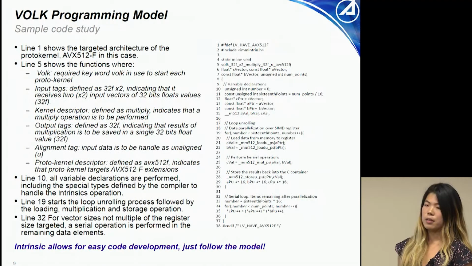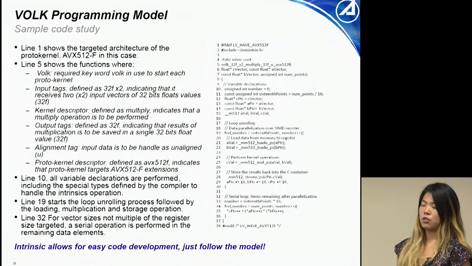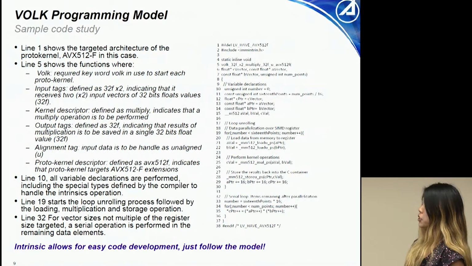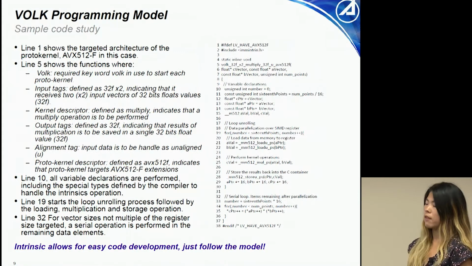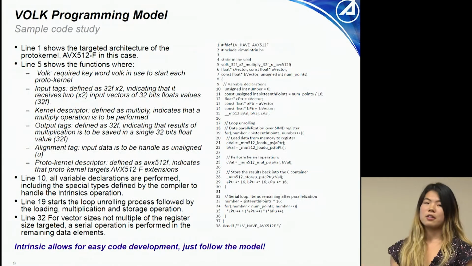This right here is an example code for a protokernel. This is the multiply protokernel for AVX512F. And so again, at the top, we have a header that makes sure that this is only compiled on architectures that support AVX512F. Then we have the function name. So we can see it's 32F, which means it's a 32-bit float input. The X2 indicates that there are 2 inputs. Next, it's a multiply function. And then 32F, again, indicates that the output data is 32-bit float. The U indicates that this operates on unaligned memory addresses. And then AVX512F indicates that this is for AVX512F.